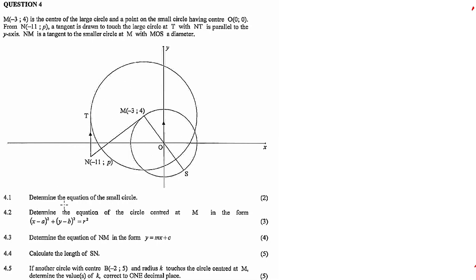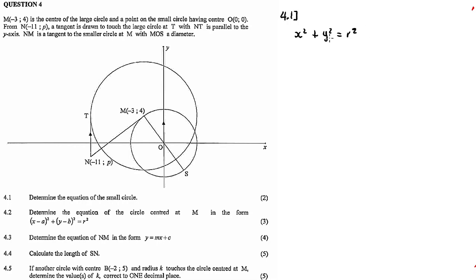4.1: determine the equation of the smaller circle. Again, 4.1 is for the equation of the small circle. The circle has its center at the origin. It means we calculate using this formula: x squared plus y squared equals r squared. So this is the formula for a small circle with center at the origin.